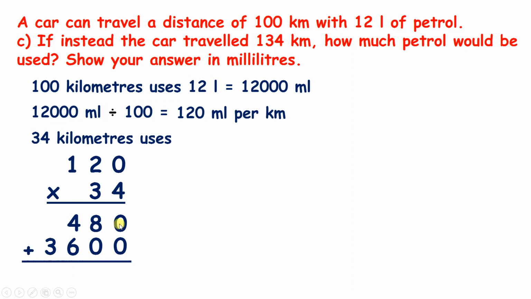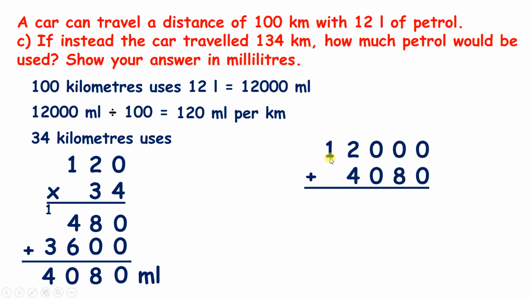So to add those up, 0 plus 0 is 0, 8 plus 0 is 8, 4 plus 6 is 10, so that 1 digit moves into the next place value column along, and 1 plus 3 is 4. So 34 kilometres uses 4,080 millilitres, 100 kilometres uses 12,000 millilitres. So to work out how many millilitres are used for 134 kilometres, we need to add those two together.